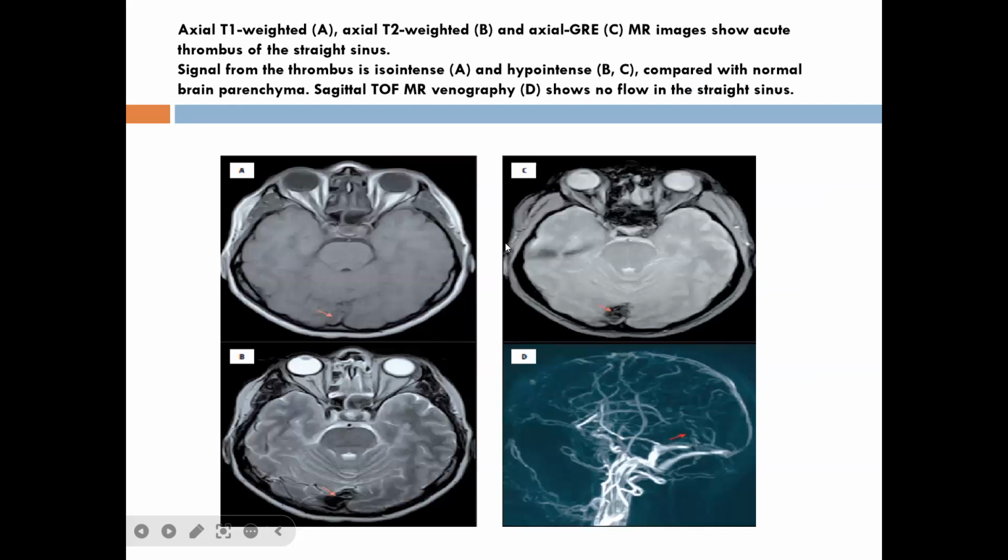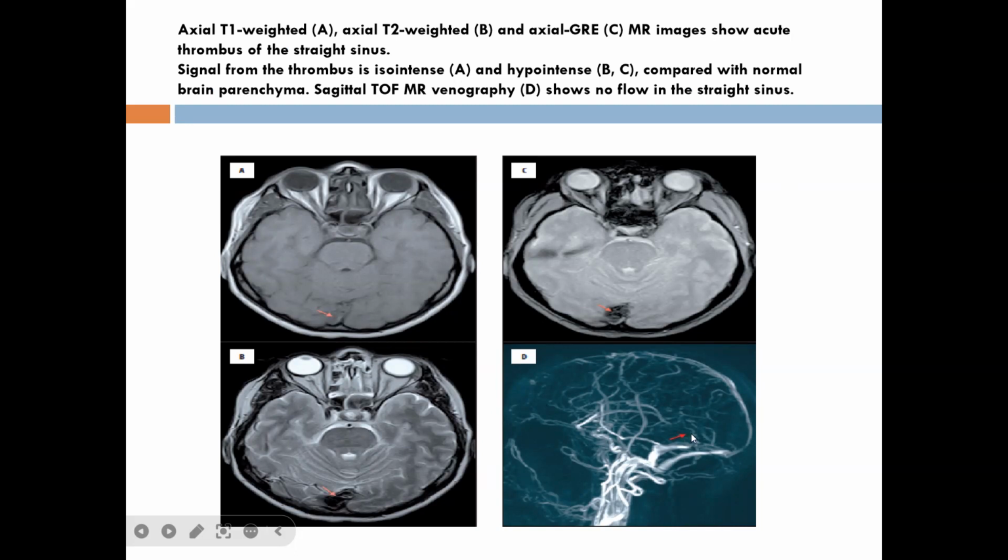This is the hypodense signal in the posterior aspect in the T1 sequences. And this one is the GRE or susceptibility weighted image. Some hemorrhagic conversion is also there. And here also you can see the flow void in image B. Flow void is there. And then the MR venogram, last picture, you can see the obstruction in the straight sinus.